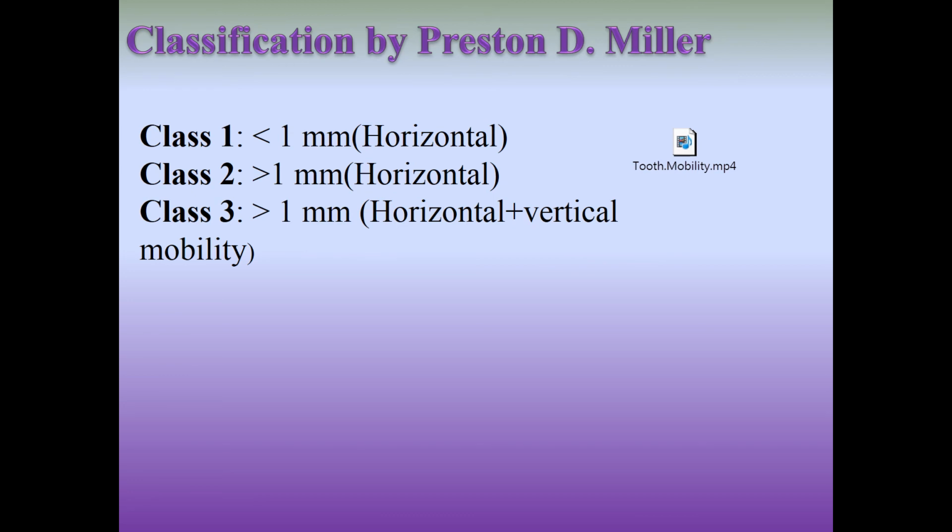Classification of tooth mobility by Miller. We have three classes. Class 1, when the tooth moves in a horizontal direction less than 1 millimeter. Class 2, when the tooth moves in a horizontal direction more than 1 millimeter. And class 3, the tooth moves in a horizontal and vertical direction more than 1 millimeter.